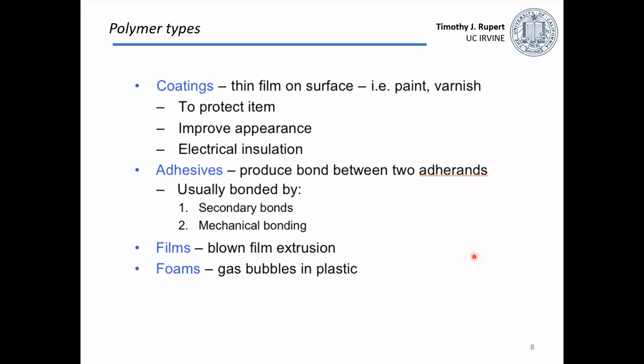There's lots of other different ways you can classify polymers. I'm just listing a few here. You can have coatings, so a thin film on a surface. A good example of this would be paint or varnish if you're used to using this. So what this does is it protects your item. It can improve the appearance, but it can also have a practical effect. The example being that it can provide electrical insulation.